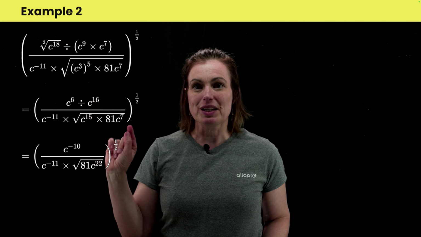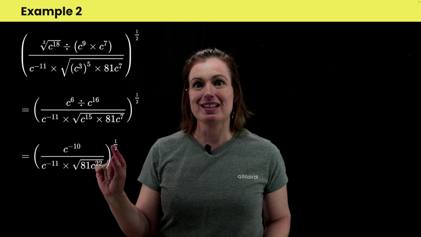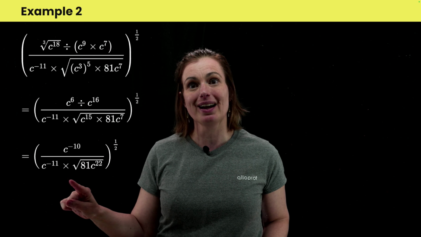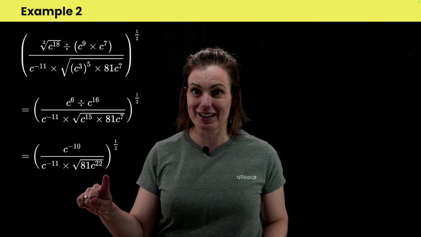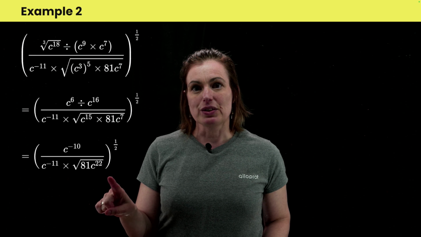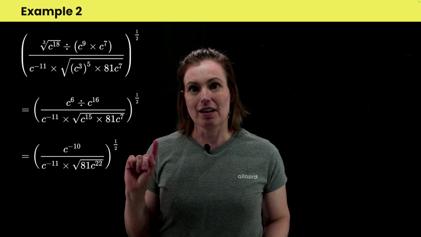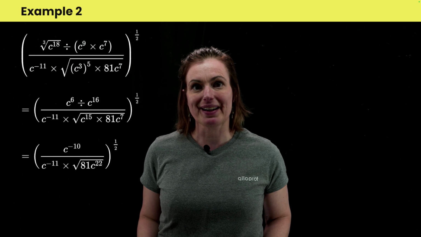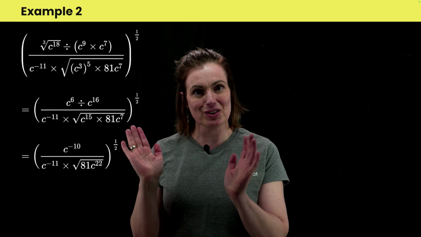If I subtract my exponents, I end up with c to the exponent -10 on top. Still haven't touched the -11 here. I have cleaned up under my root sign. I was able to add the exponents on the c's to get me to 22. And I still have my fractional exponent on the big brackets outside of everything there.